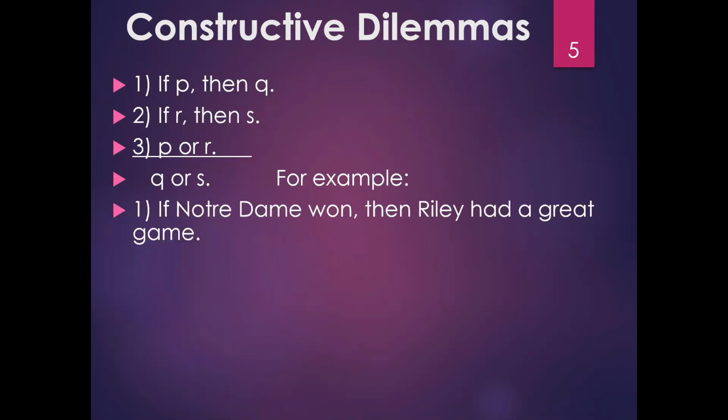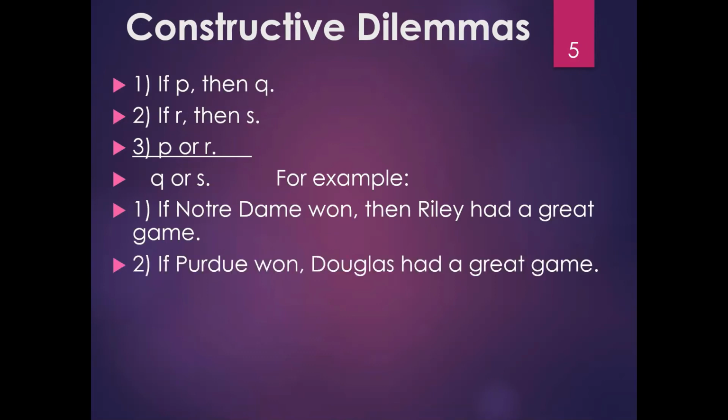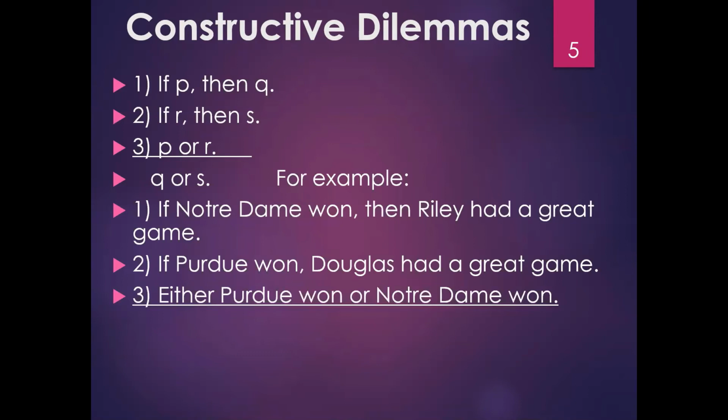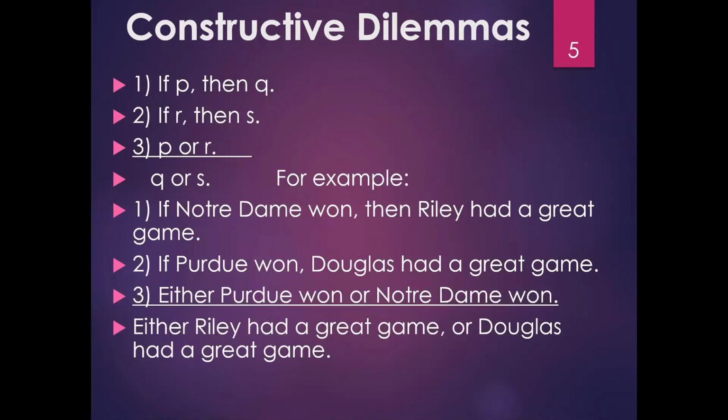So here's an example. This is a throwback argument to women's hoops at the turn of the century. If Notre Dame won, then Riley had a great game. And if Purdue won, Douglas had a great game. So we have our P, Q, and R and S. And either Purdue won or Notre Dame won. And from that, we can conclude either Riley had a great game or Douglas had a great game. This is a constructive dilemma.